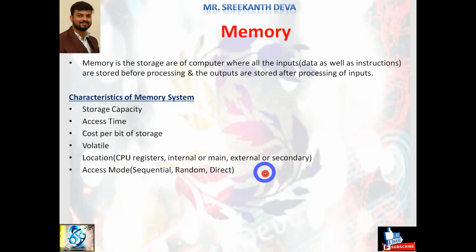Okay, simply you can remember: before processing, during processing, and after processing, we require one space or area that is called memory. Coming to the storage capacity, if you are following my videos, in the previous session videos I explained in detail about memory units. That comes under storage. What is this storage capacity? Storage capacity refers to the amount of data that can be stored in the memory.